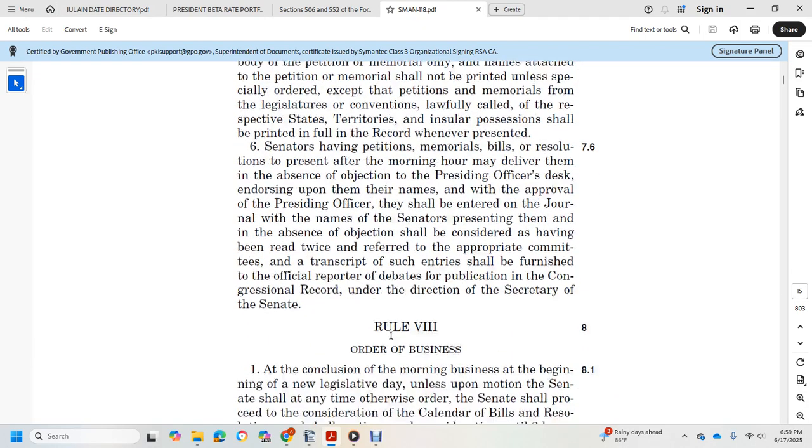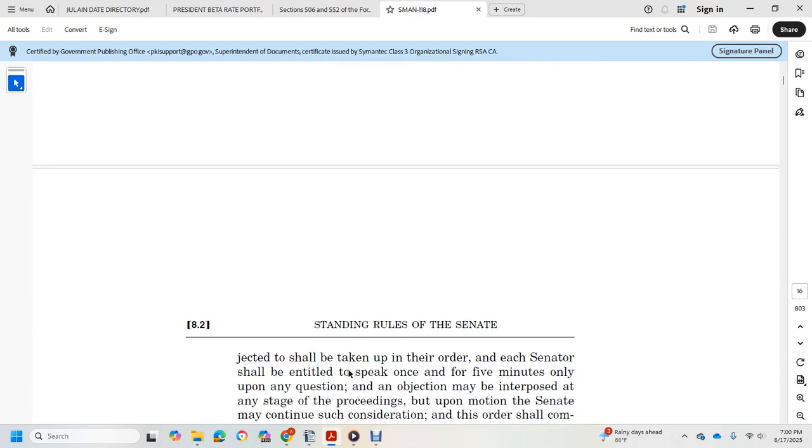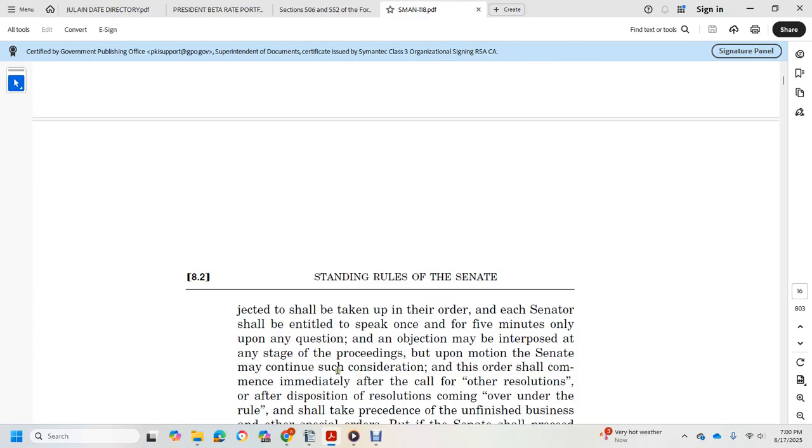Rule 8. Order of business. At the conclusion of morning business and the beginning of the new legislative day, unless the Senate shall at any time otherwise order, the Senate shall proceed with the consideration of the calendar, bills, and resolutions, and shall continue such consideration until 2 hours after the Senate convenes on such a day, the end of the morning hour, and the bills and resolutions that are not objected to shall be taken up in their order.